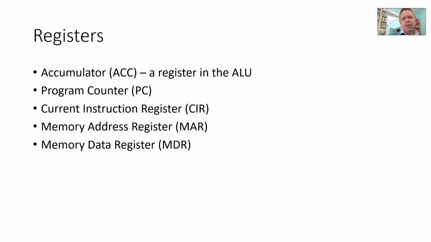We also have the memory address register, which obviously has a map of every single address in the random access memory, RAM. And we also have the memory data register, which stores the instruction or data that has been retrieved from the memory at whatever address was required.